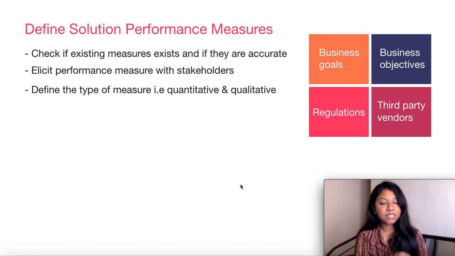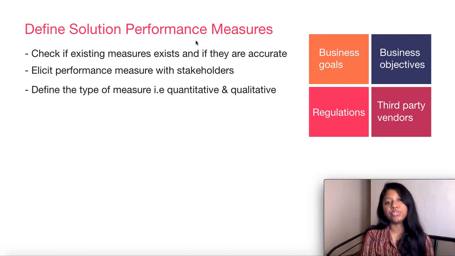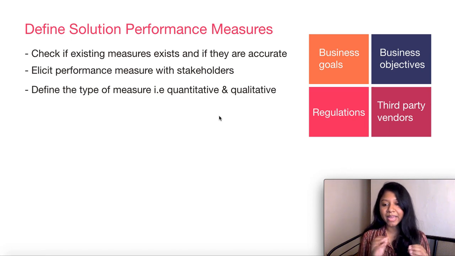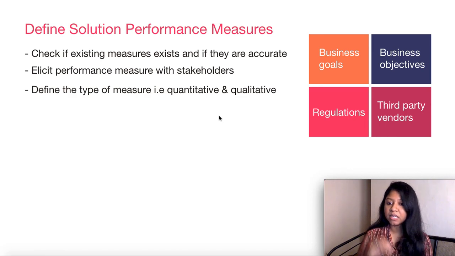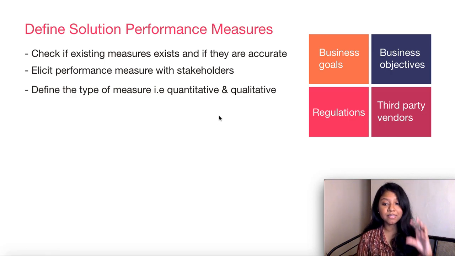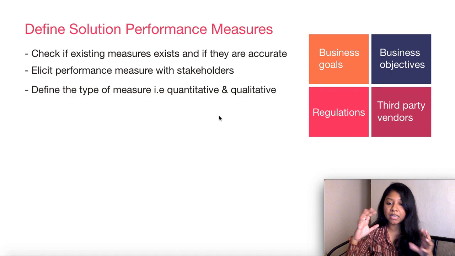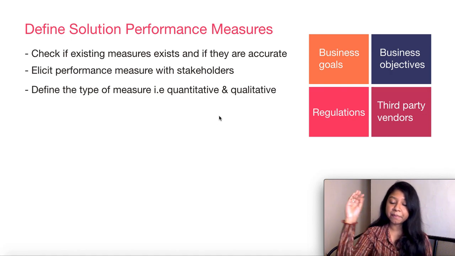So the very first step is to define the solution performance measures. The very first thing you want to do is check if there are already any existing measures. Even if there are any measures, you want to check whether they still stand valid for that particular solution and for that particular business goal.